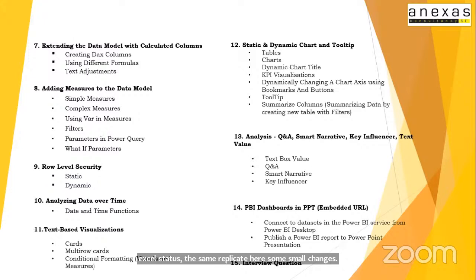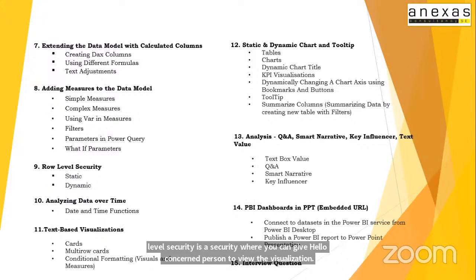So we have the option of measures, simple measures, complex measures, variables. You can use filters throughout the dashboard and throughout the visualizations. A parameter is one of the parts where you have seen the data; I was entering the discount value and the data was changing based on that. Those things are easy with the parameter part. Row level security is a security where you can give the concerned person access to view the visualization, so only that person can go through it.